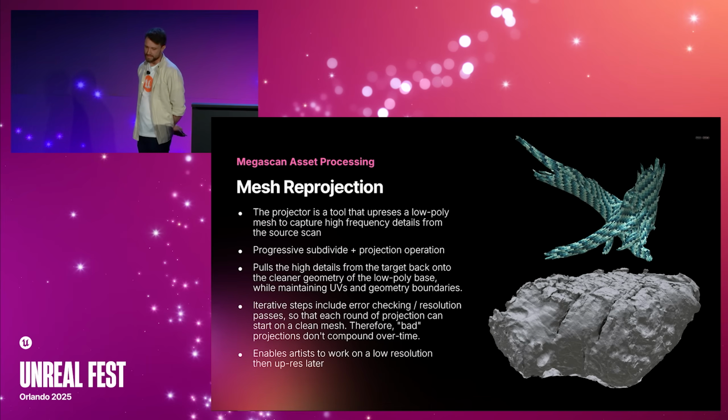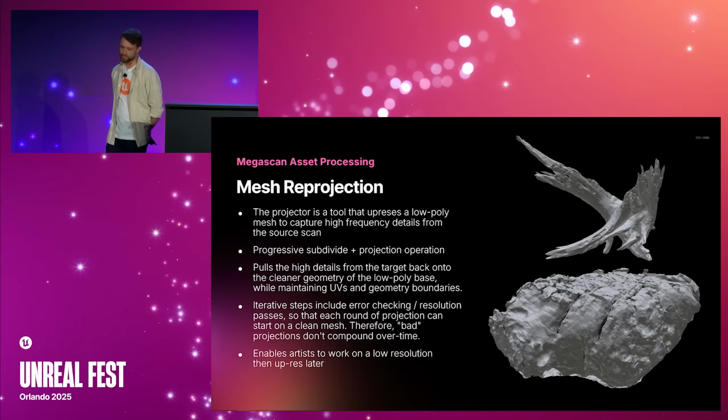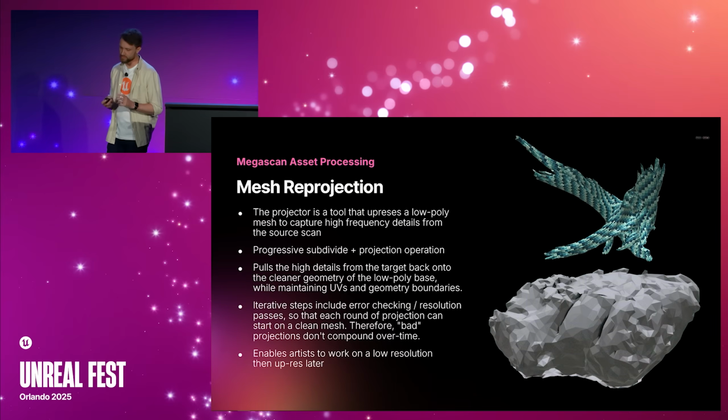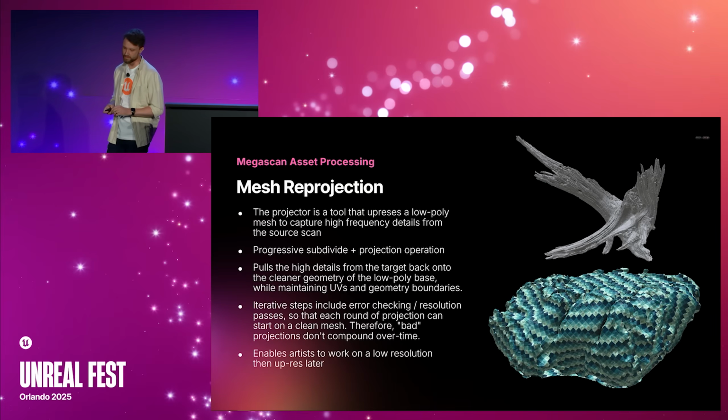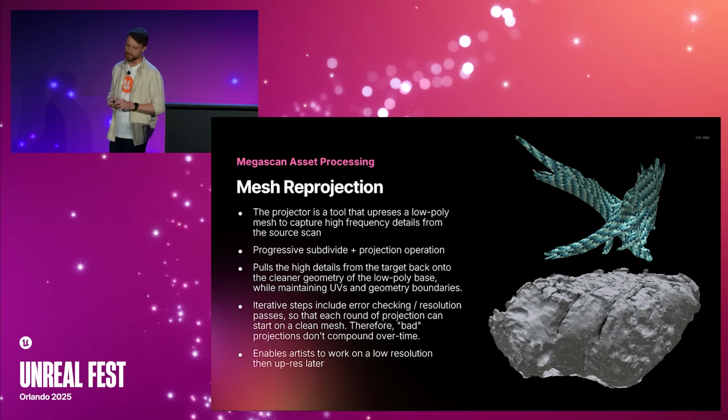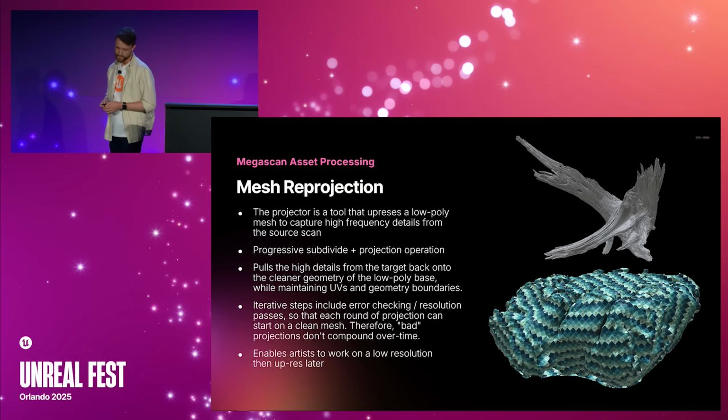Very importantly, the iterative step includes error checking passes so that each round of projection can start on a very clean mesh. Therefore, bad projections don't compound over time. In naive solutions to this, a single bad projection on an early iteration can lead to a complete rat's nest of geometry that's very, very difficult to resolve after projecting over and over. So our ray logic avoids all of these types of issues.